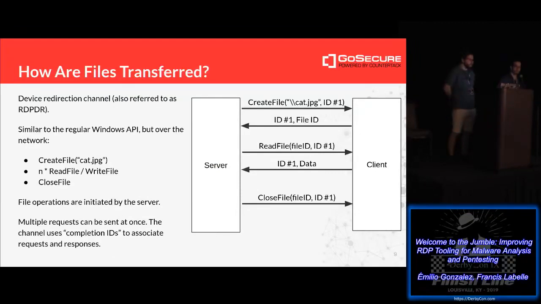So about the device redirection channel, how are files transferred on an RDP connection? It's actually pretty simple. It's almost the same as doing it on a physical machine, but over the network. So you have create file calls, you have read files, change offset, write files, close files. What's important is that all the file operations are initiated by the server, and it's going to be a bit important later on. And of course, multiple requests can be sent at once, and the channel uses completion IDs to associate requests and responses to have multiple at once.